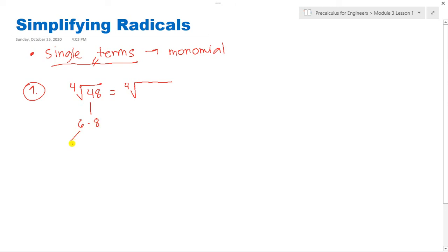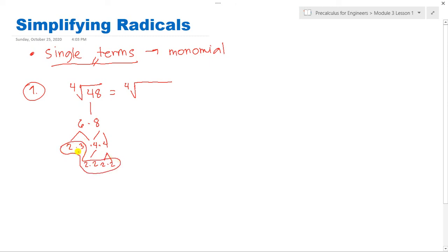How about for 6? 6 is 2 times 3. How about for 8? Now 8 would be 4 times 4. Then how about for 4? So we have 2 times 2. And here we also have 2 times 2. So ito na yung prime numbers natin.